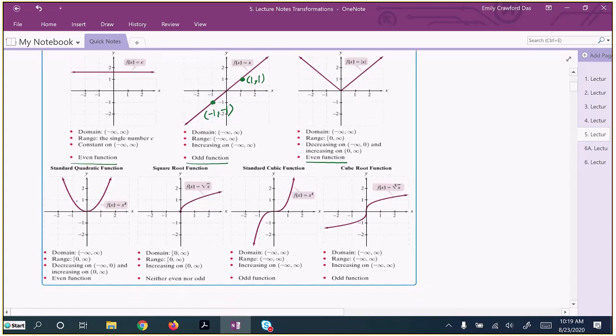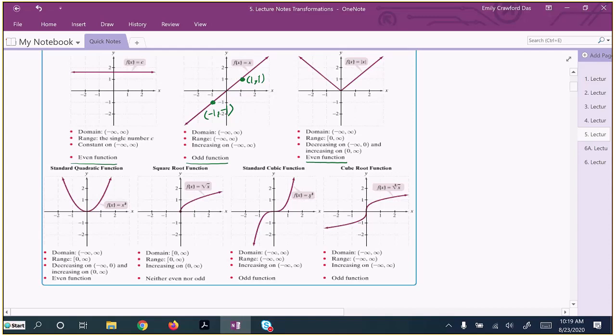Next, the standard quadratic function is f of x equal to x squared. This is a shape called a parabola. It has domain all real numbers and range 0 to infinity. Just like the absolute value function, it's decreasing from -infinity to 0, increasing from 0 to infinity, and it is even. We also need to know the graph of square root of x. That's pictured here. We have domain and range from 0 to infinity, and it's an increasing function.